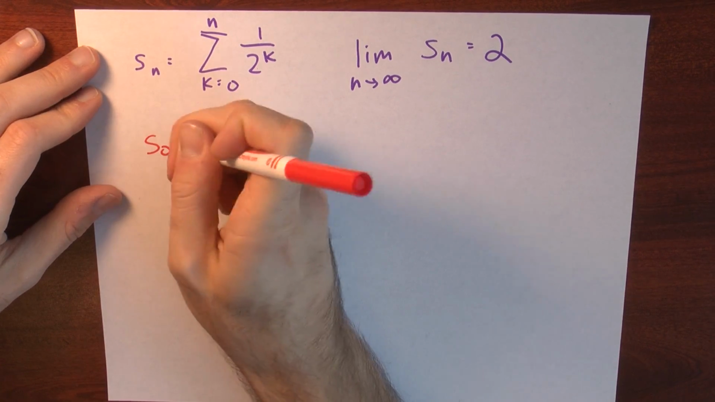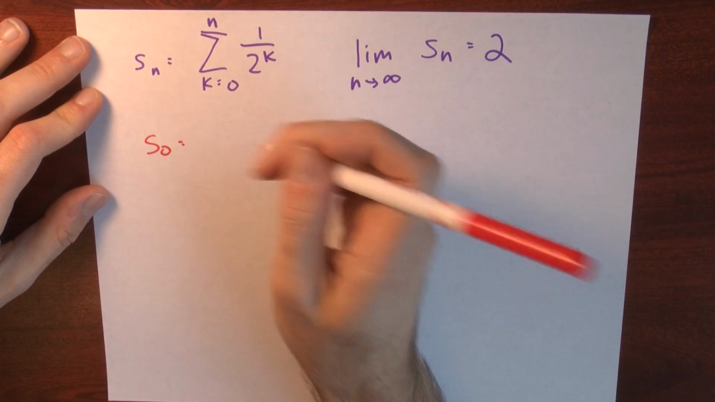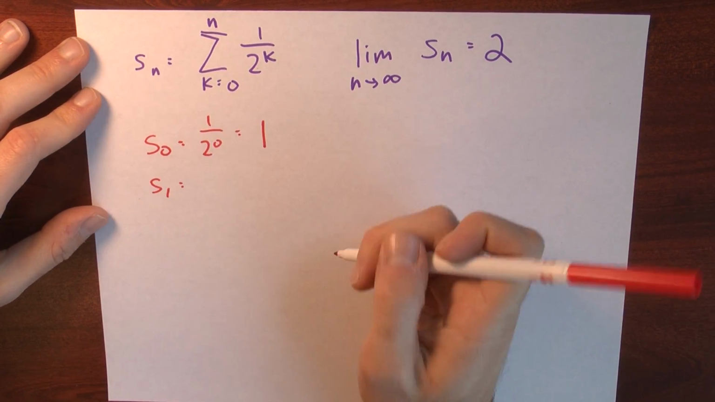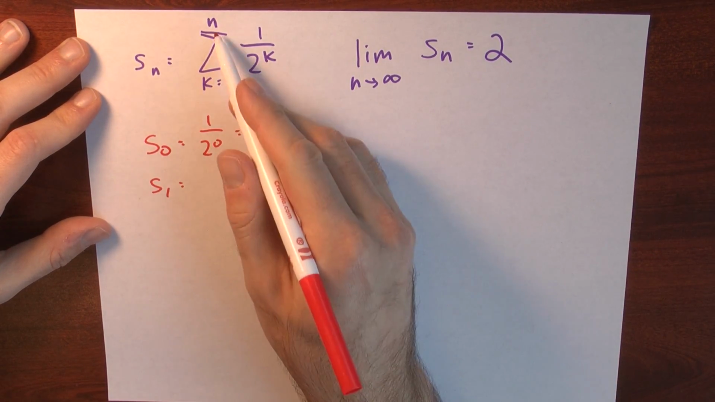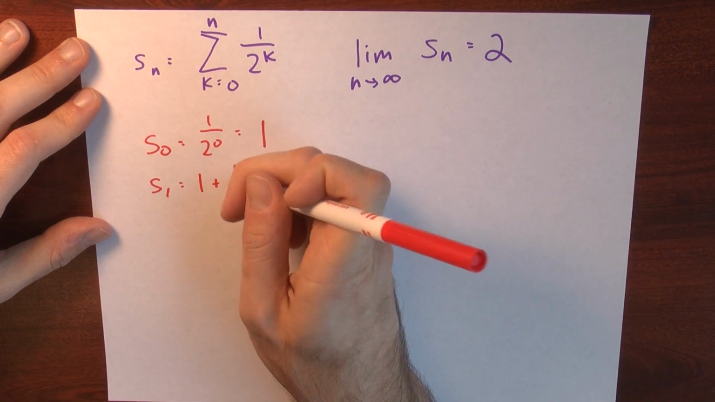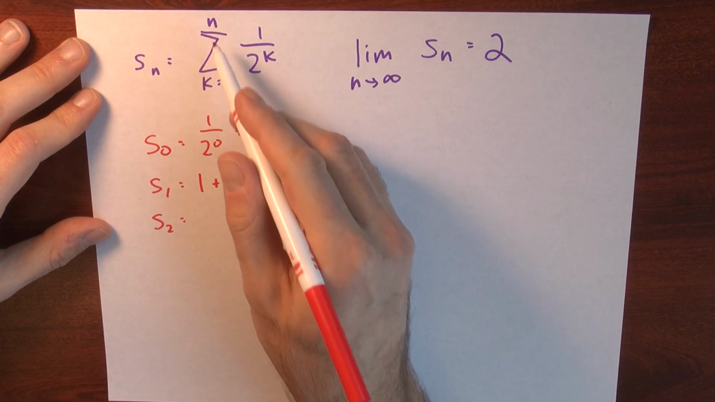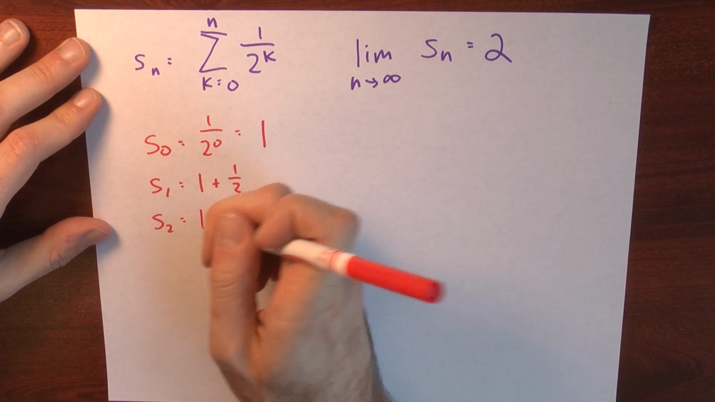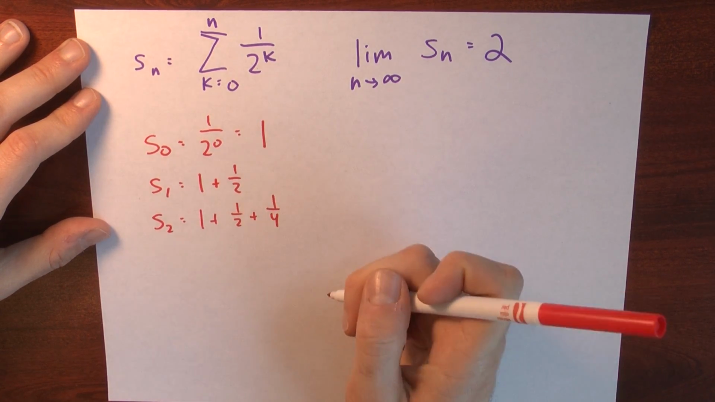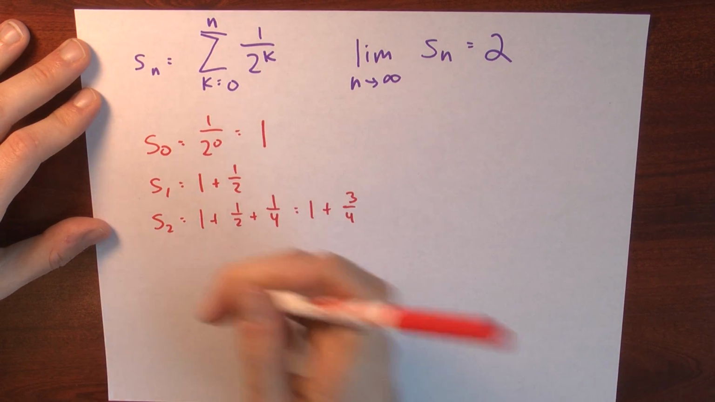So S sub 0, well, that's the sum k goes from 0 to 0 of 1 over 2 to the k. So that's just 1 over 2 to the 0, which is just 1. S sub 1, well, that's the sum k goes from 0 to 1 of 1 over 2 to the k. That's 1 plus 1 over 2 to the first power, which is a half. S sub 2, well, that's the sum k goes from 0 to 2 of 1 over 2 to the k. That's 1 plus a half plus 1 over 2 squared, which is a fourth. And I could simplify that a little bit. I could write that as 1 plus 3/4.